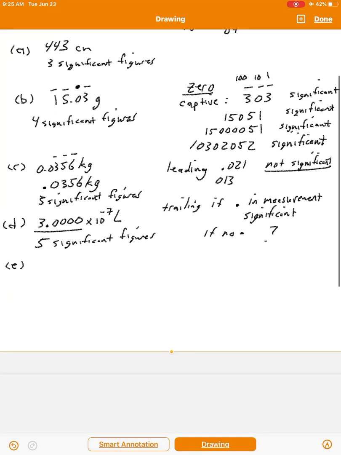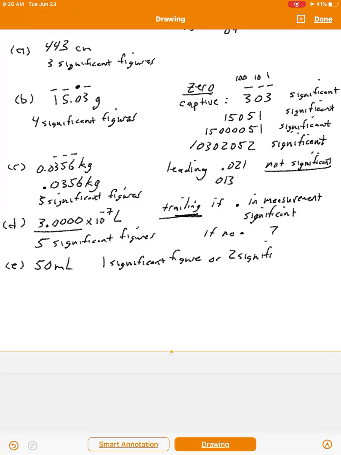50 milliliters. See how there's a 0 at the end? That would be a trailing 0. There is no decimal point, so we don't know. So what we would have to say with this one, the 5 is definitely significant, is it either has 1 significant figure or 2 significant figures. We do not know. We just know it's 1 or 2.